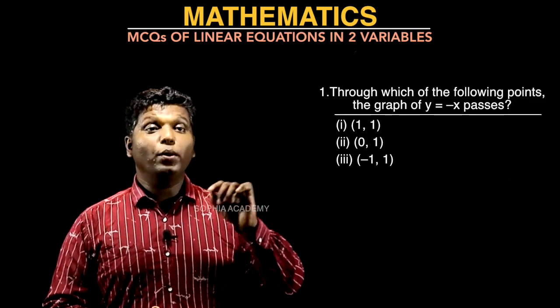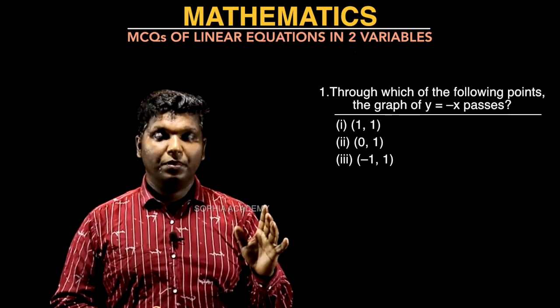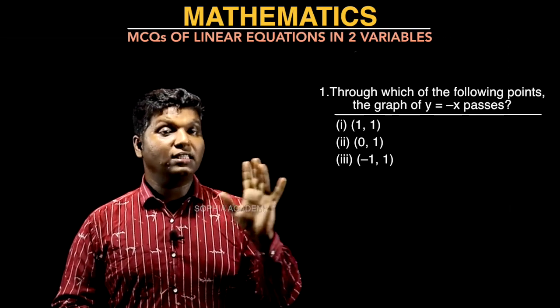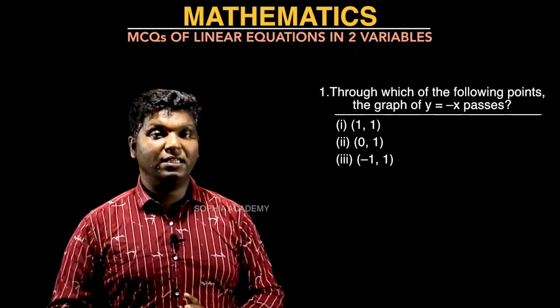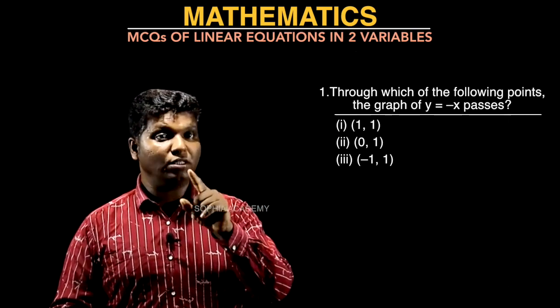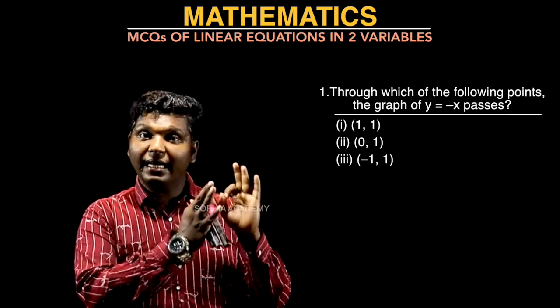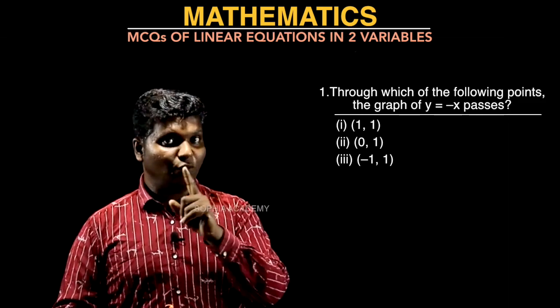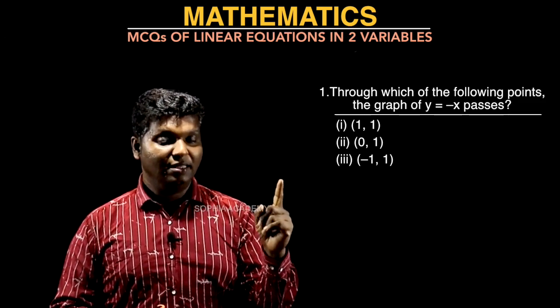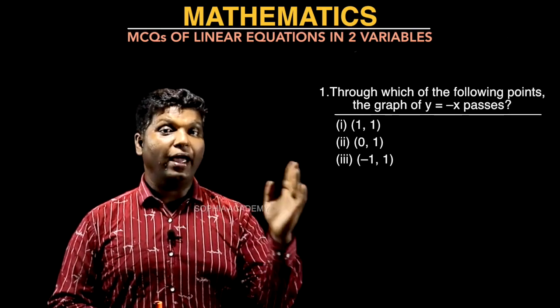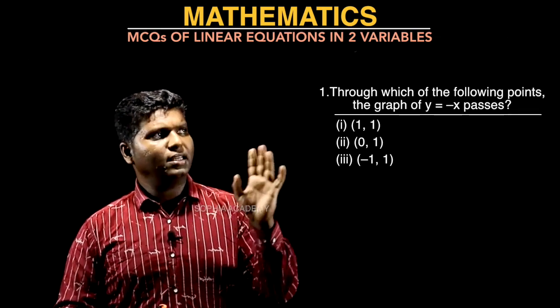Through which of the following points does the graph of y is equal to minus x pass? There are 3 points given. Among these 3 points, we have to find through which of these points the graph y is equal to minus x passes. That means y is equal to minus of x. That's it. So let us check one by one.